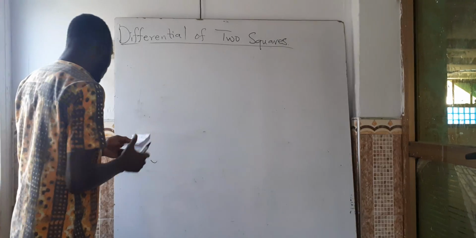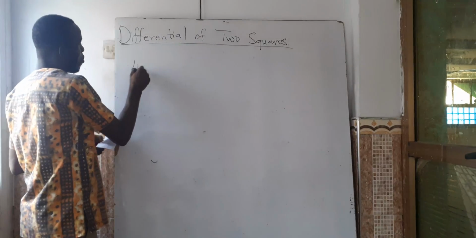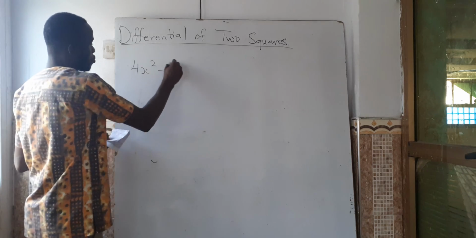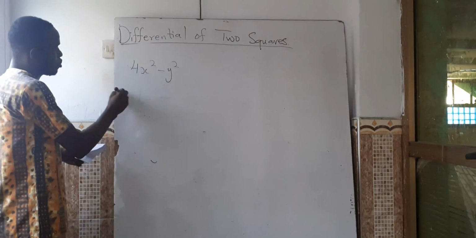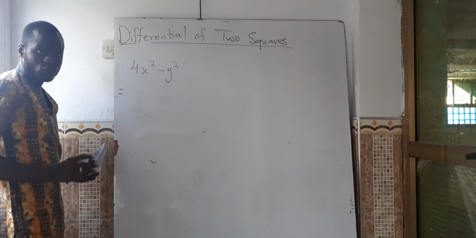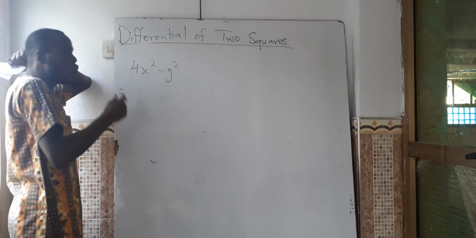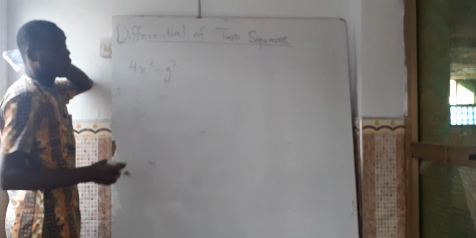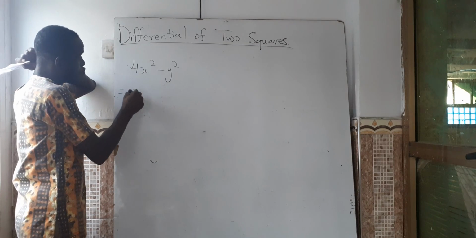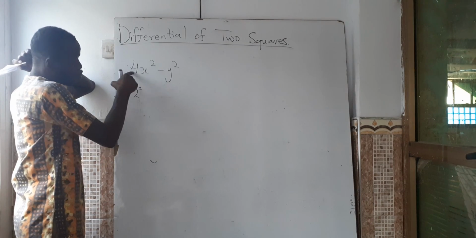Now if I have 4x squared minus y squared, and I'm asked to put this one in the form of difference of two squares. You see 4 is a perfect square. Always, if it is a number, look for the perfect square of that number. 4 is a perfect square of what? 2. So when I square 2, I should be getting 4.